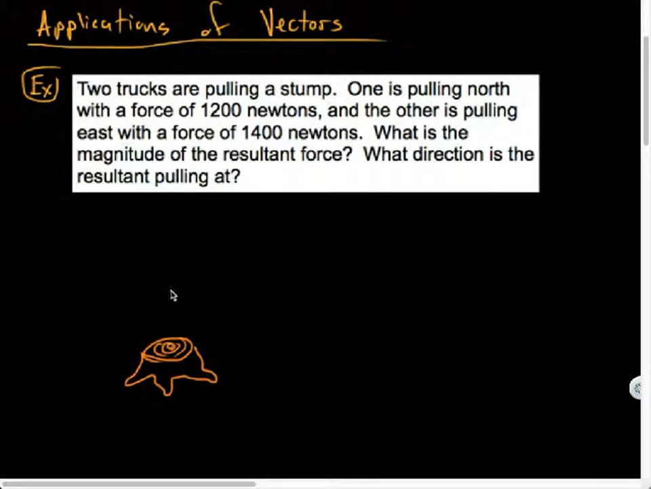So one truck is pulling the stump north. All right, I'll assume north is up, at 1,200 newtons. And another truck is pulling the stump east at 1,400 newtons. So they're kind of meeting at a 90-degree angle there, so to speak. And it says, what is the magnitude of the resultant force, and what direction is the resultant pulling at?